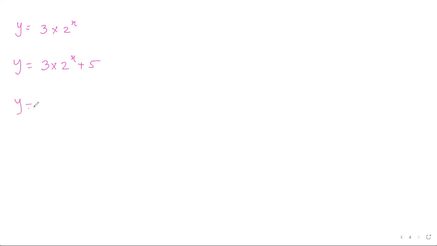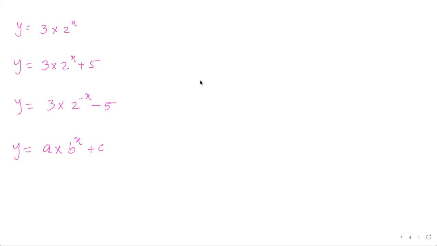Or y equals 3 to the power 2 raised to minus x, minus 5. And then in general, if you have y equals a times b to the power x plus c, how can we link up all these questions in a transformed approach, or a transformation approach?